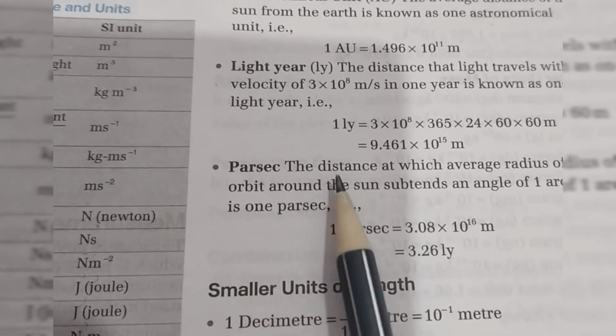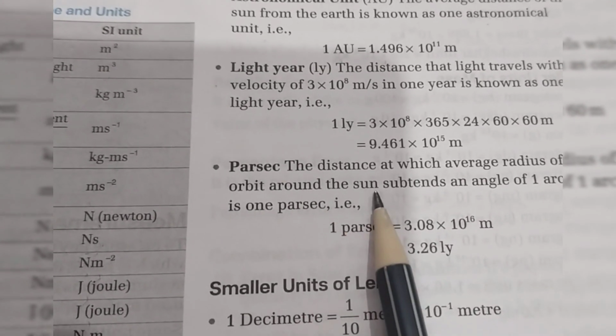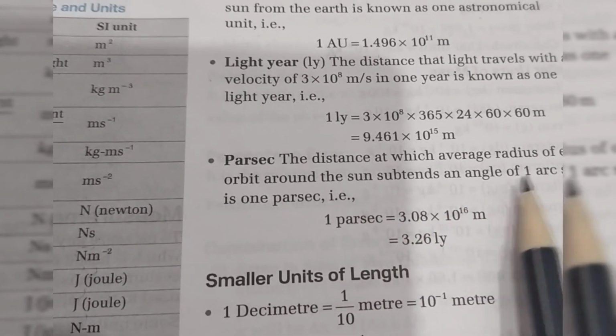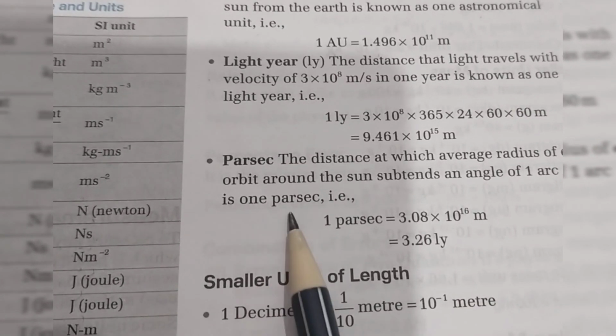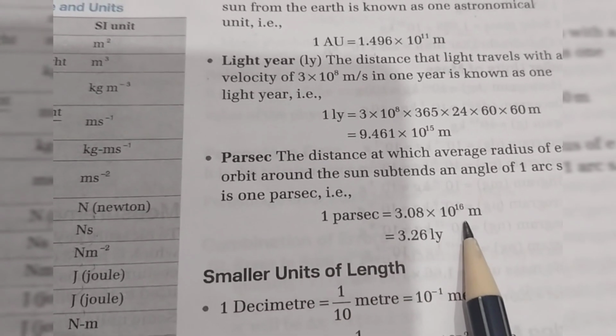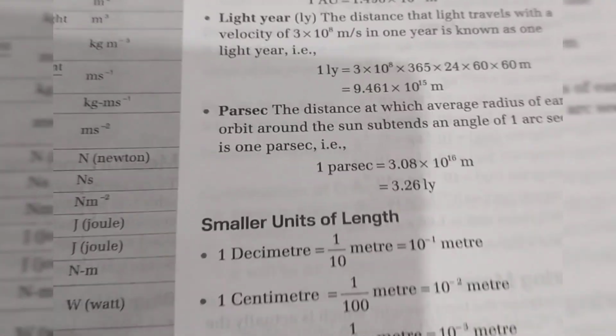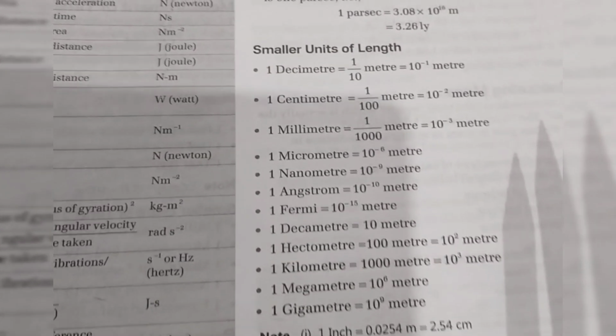Next one is the parsec. The distance at which average radius of Earth's orbit around the sun subtends an angle of 1 arc second is 1 parsec. That is, 1 parsec is 3.08 into 10 to the power 16 meter or 3.26 light year. So these are the bigger units of length.